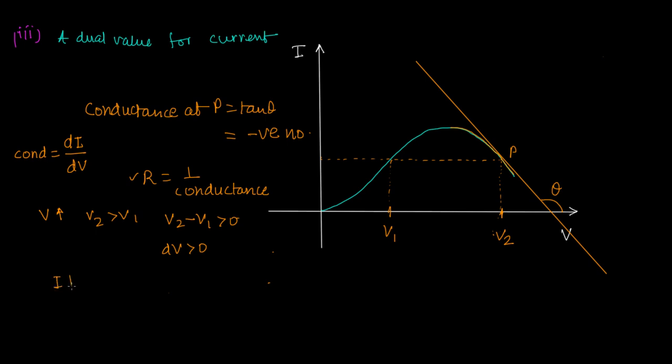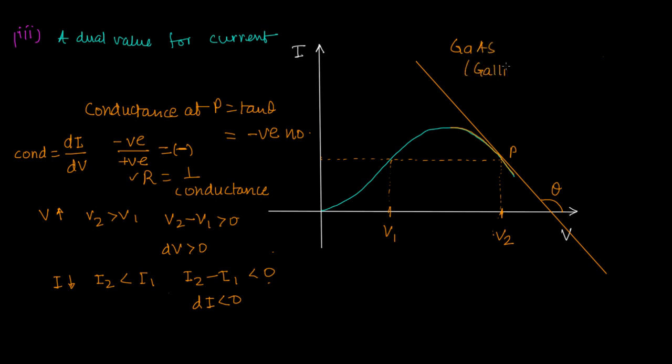Now what happens if I decreases? It means that the final I2 is less than initial I1. That means I2 minus I1 is less than 0. So it means that dI is less than 0. Correct? And since this dI becomes a negative quantity, and dV is still a positive quantity, that's why you are getting a negative value here for the conductance. Right? But this happens in certain elements like gallium arsenide. This is gallium arsenide. Okay?